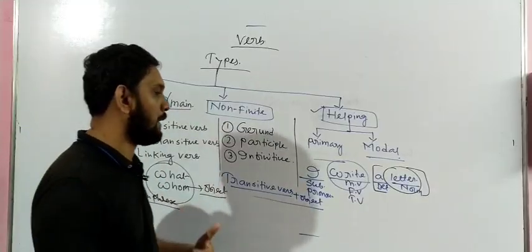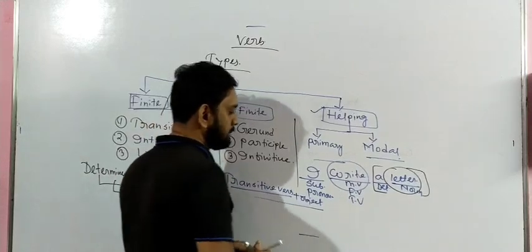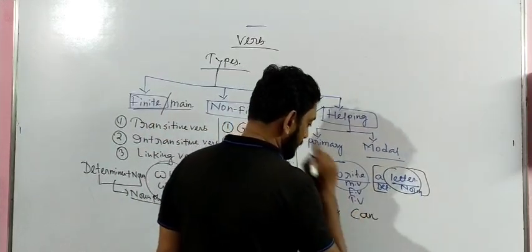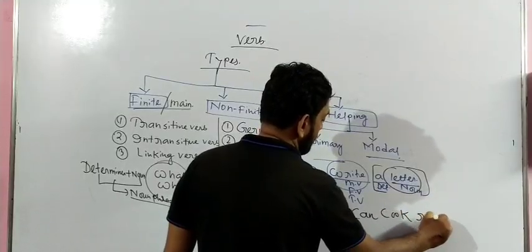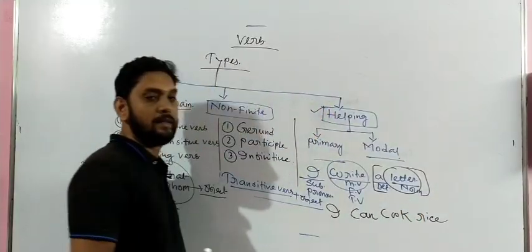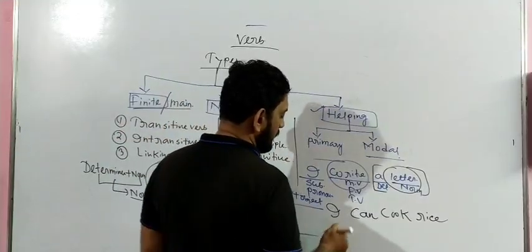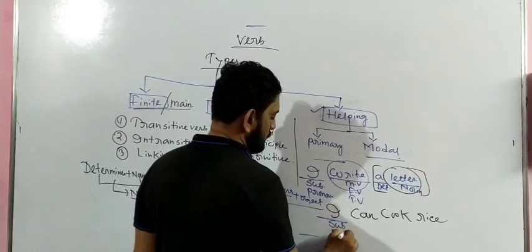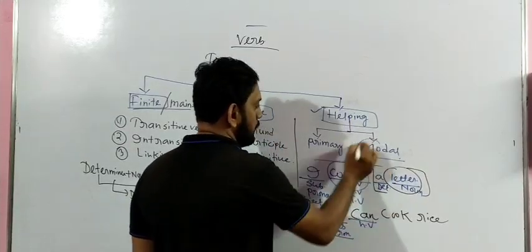A transitive verb is a verb that always takes an object. Let me write another sentence: I can cook rice. I have written another sentence. Now here you can see, in "I can cook rice," the subject is "I," and the subject is a pronoun also. Yes or no? "Can" is a helping verb, and "can" is a modal helping verb.